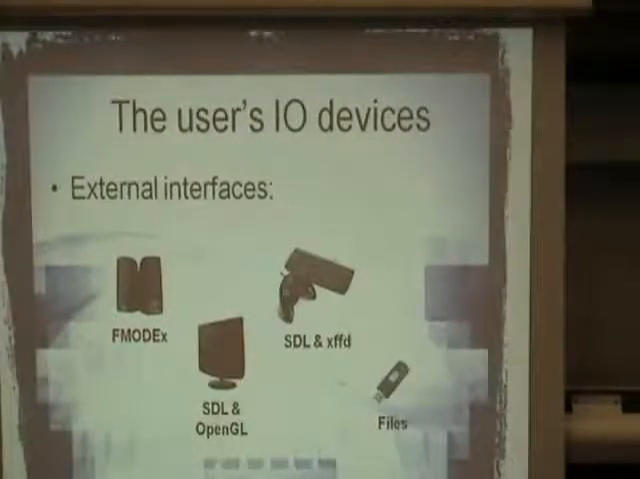So we have external interfaces, okay? We need a way to communicate with the devices of the user, okay? So what I am using are these libraries: FMOD for sound and music, SDL and OpenGL for video, SDL and XFFD for the input. The second one lets you control the vibration of the joysticks that support them. So it is very experimental, but the idea is that we can associate special events in the emulators to vibrations. So it's cool, I don't know.